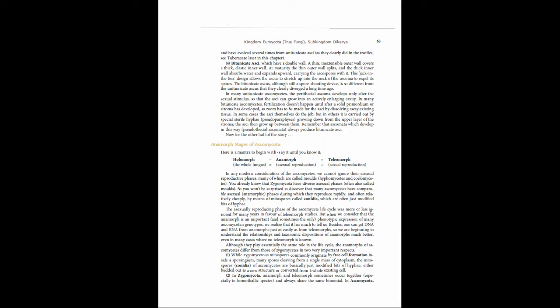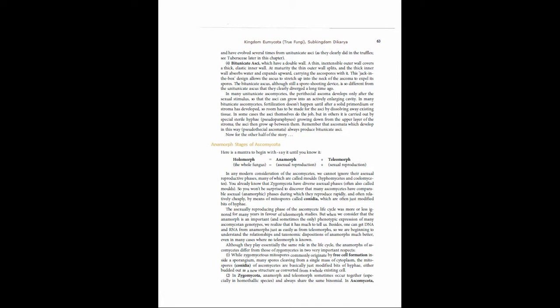So you won't be surprised to discover that many Ascomycetes have comparable asexual, anamorphic, phases during which they reproduce rapidly, and often relatively cheaply, by means of mitospores called conidia, which are often just modified bits of hyphae. The asexually reproducing phase of the Ascomycete life cycle was more or less ignored for many years in favor of teleomorph studies. But when we consider that the anamorph is an important, and sometimes the only, phenotypic expression of many Ascomycotan genotypes, we realize that it has much to tell us. Besides, one can get DNA and RNA from anamorphs just as easily as from teleomorphs, so we are beginning to understand the relationships and taxonomic dispositions of anamorphs much better, even in many cases where no teleomorph is known.